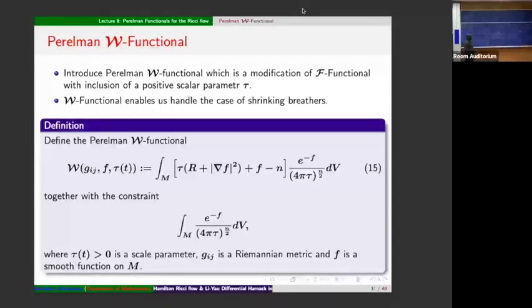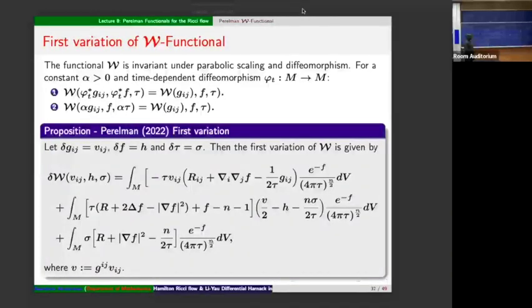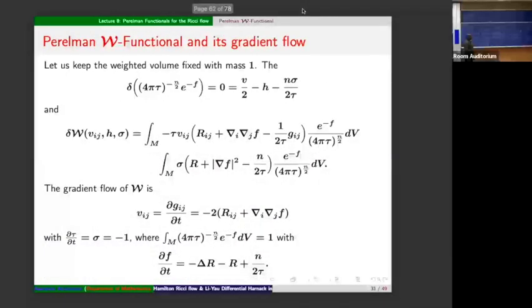And just like what we did for the F function, we can find the first variation as well. In fact, the first variation will give us this. It is so easy with what we have done. We'll be able to do this.